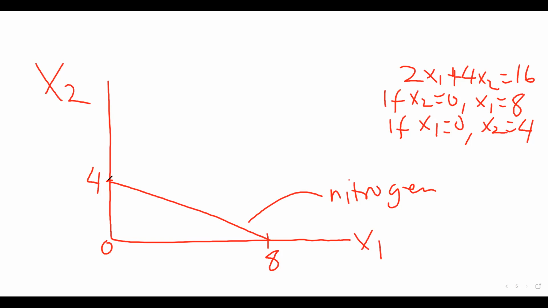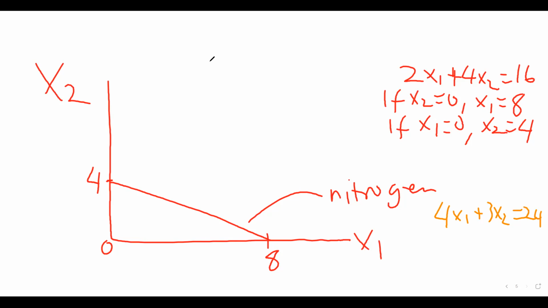Now let's do the same thing for the phosphate. The equation is 4x1 plus 3x2 equal to, and the number that was there was 24. Equal to 24.